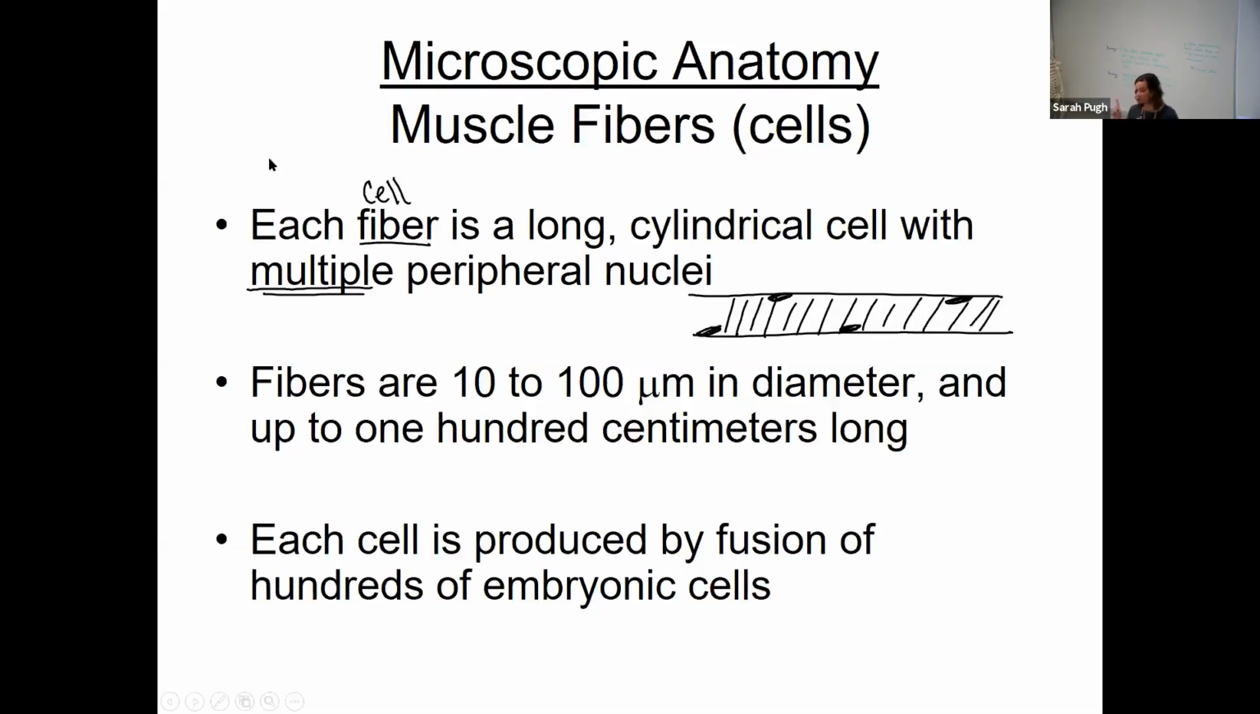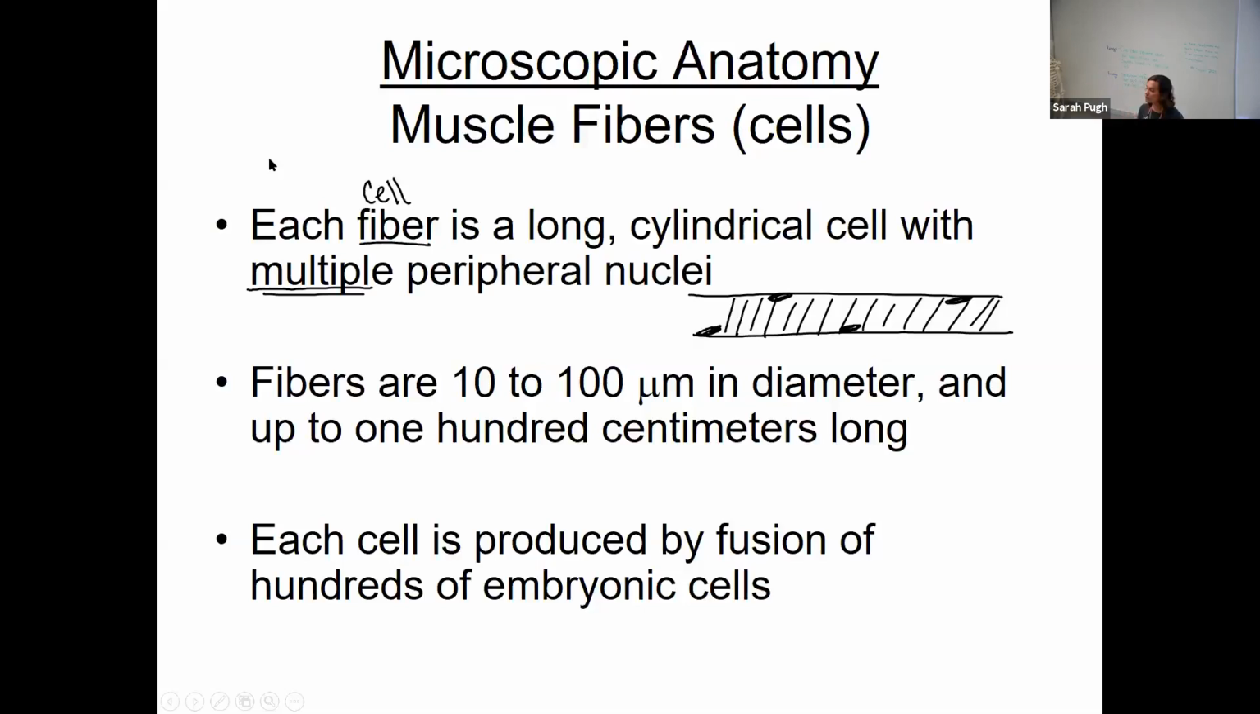We're going to talk about both of those things in just a minute. Now, in terms of your skeletal muscle cells, those fibers, they are somewhere between 10 to 100 micrometers in diameter. So they're not really wide. They can be up to 100 centimeters in length. So they can be very long.